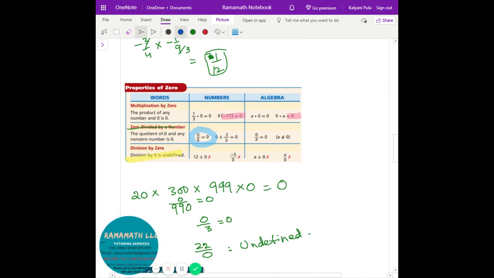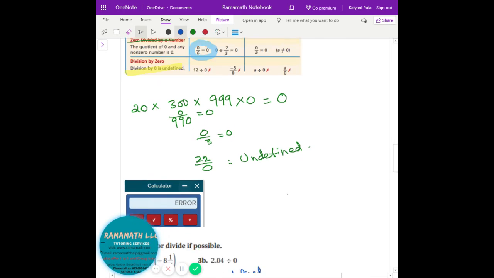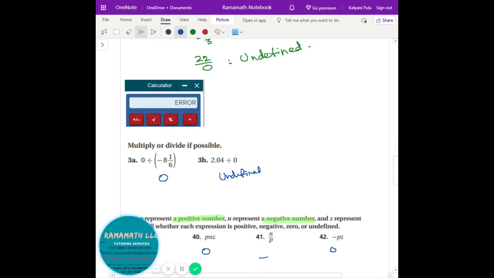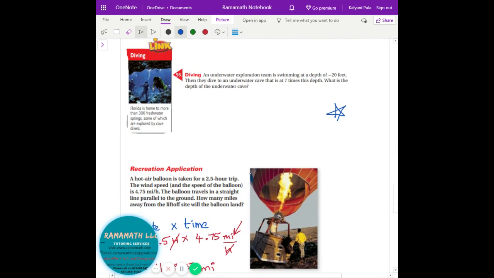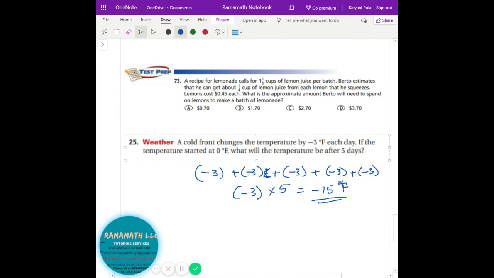And the last one is, when you multiply by 0, you get 0. But when you divide a number by 0, it's undefined. We checked that one using a calculator also. And we did some word problems. You did good work on there. Excellent. And more word problems.